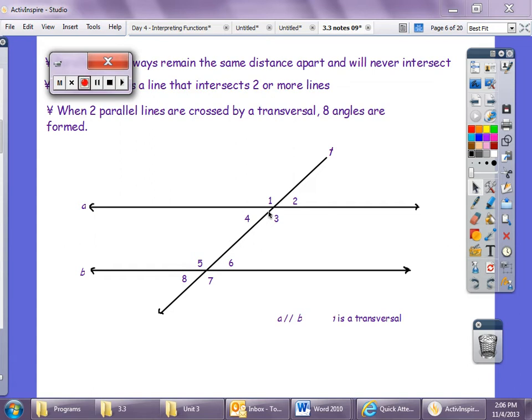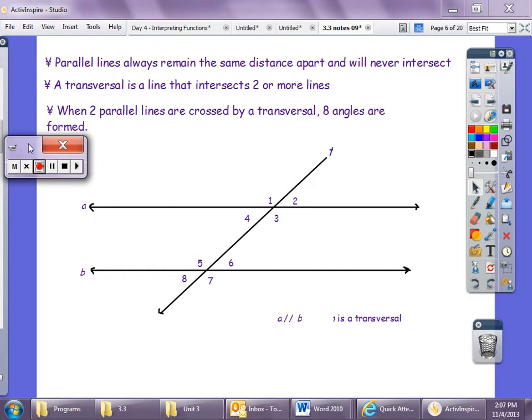Right. Notes 3.3, parallel lines and transversals. First thing, parallel lines always remain the same distance apart and will never intersect. So they're always the same distance apart and they never intersect.